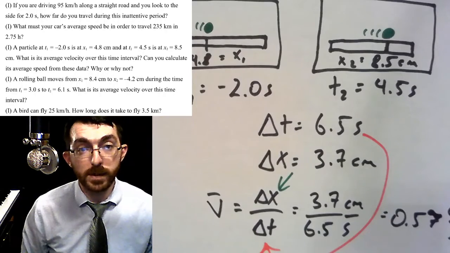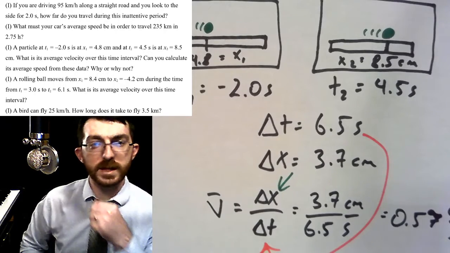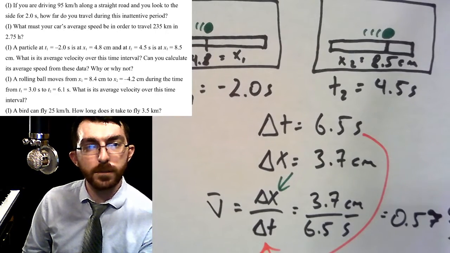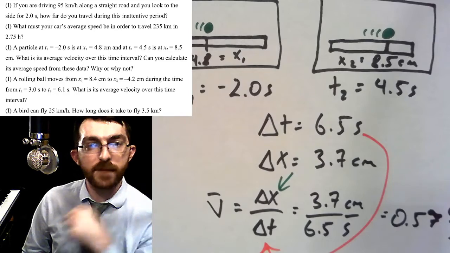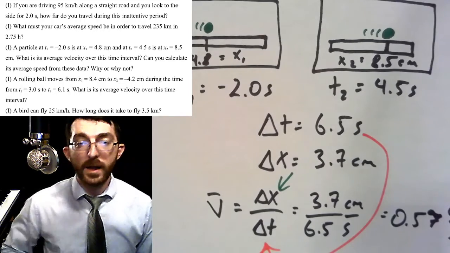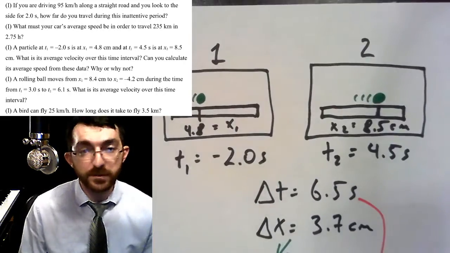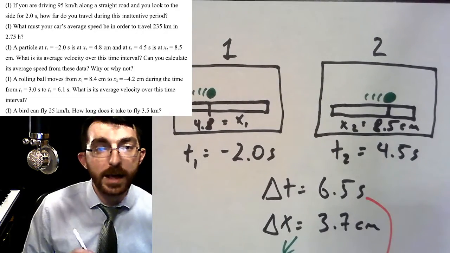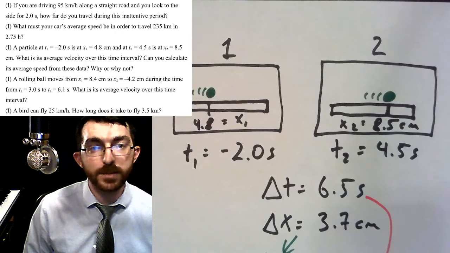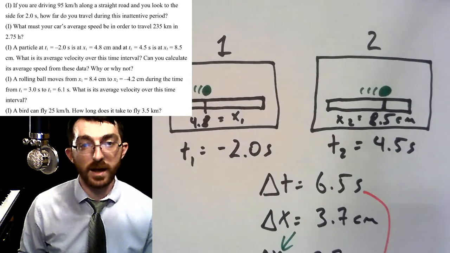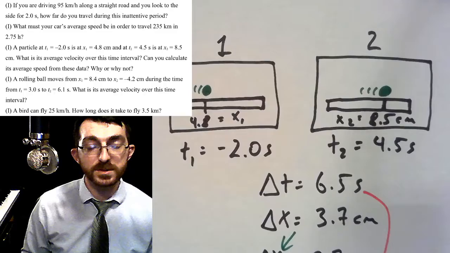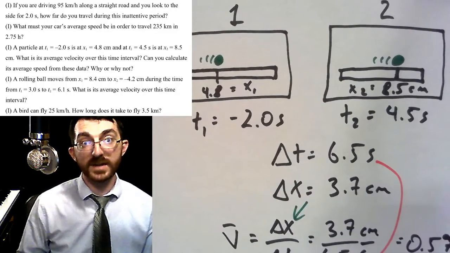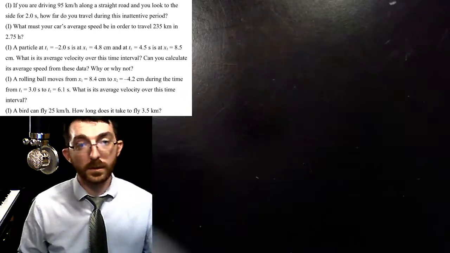Second to last one: a rolling ball moves from x1 equals 8.4 centimeters to x2 equals negative 4.2 centimeters during the time from, and it gives two times. What is the average velocity over this time interval? That's the same problem as this one, just with different numbers. So if you can do this one, you can do that one. Last of all, a bird can fly 25 kilometers per hour. How long does it take to fly 3.5 kilometers? I didn't do that last one because this was so similar to this. And after all, I've got to save something for class. So let's do that last one.